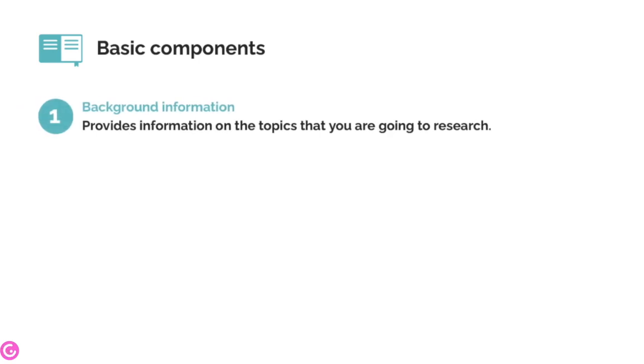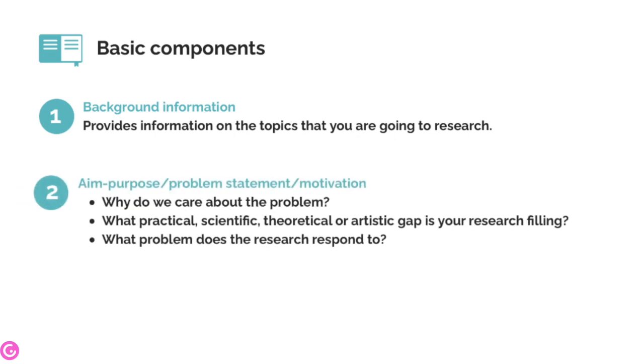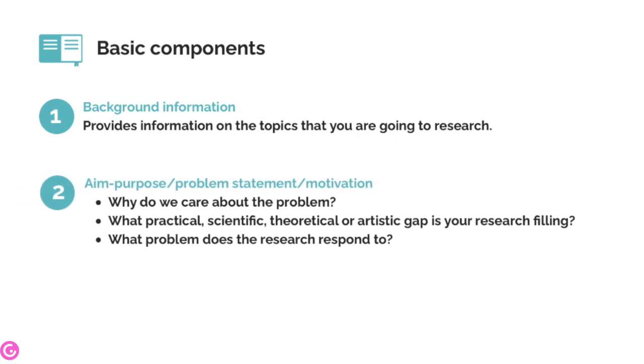These are the basic components of an abstract in any discipline. First, background provides information on the topics that you are going to research. It can include definitions or previous research related to the topic. Second, the aim, purpose, problem statement, or motivation. Clearly defining the aim of your research is a must in your abstract.